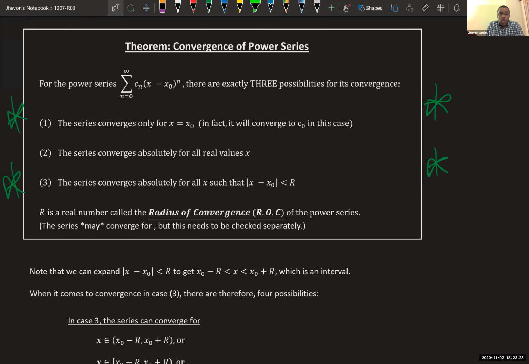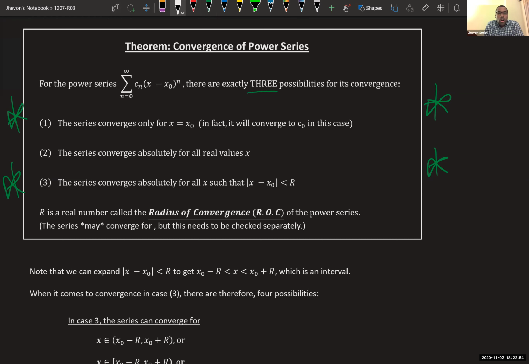It turns out for a power series, there are only 3 possibilities for its convergence. So it turns out we know very well how, if, or when a power series converges. And the short answer, surprisingly, is it always converges. A power series will always converge. It's just a matter of where. So when it comes to a power series, there are three possibilities for convergence.